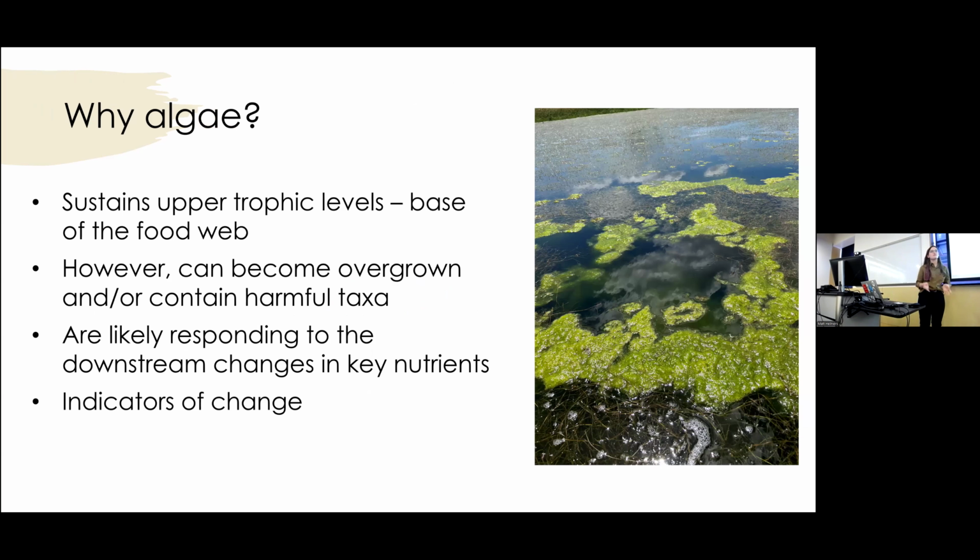Why are we using algae? Well, this is an extremely important group that sustains the aquatic food web because it's at the base. So algae is grazed upon by zooplankton, fish eat zooplankton, so on and so forth. However, this important group can also become detrimental as it can become overgrown or contain harmful taxa such as certain species of cyanobacteria, which produce toxins. They are likely responding to these downstream changes in the key nutrients of nitrogen and phosphorus and can be used as indicators of change.